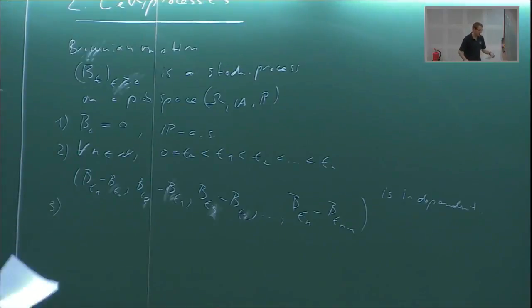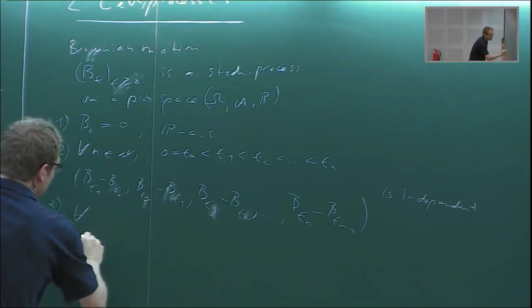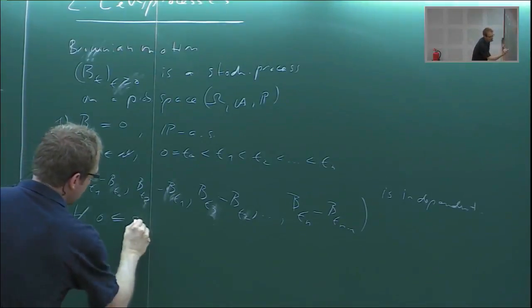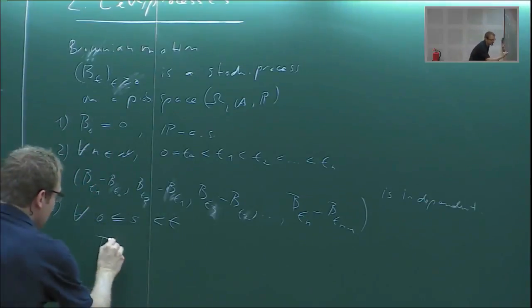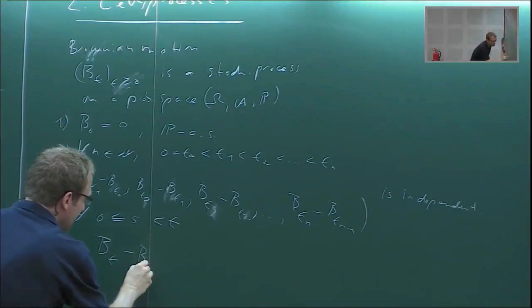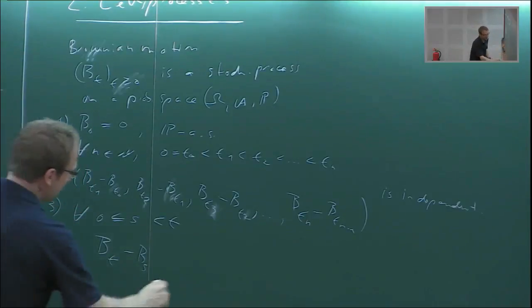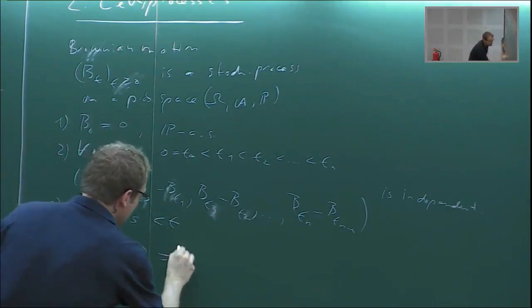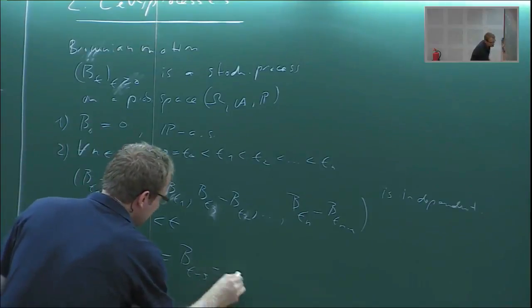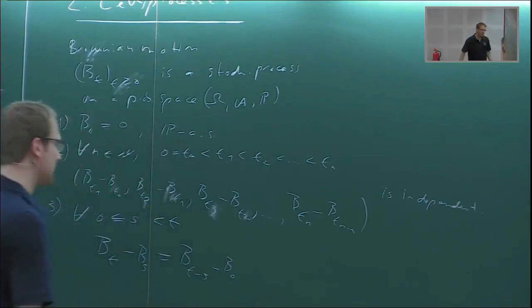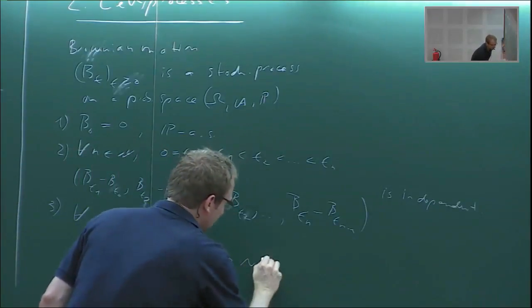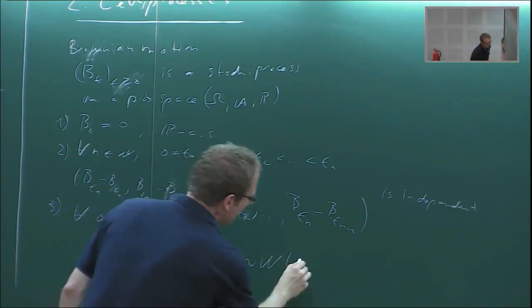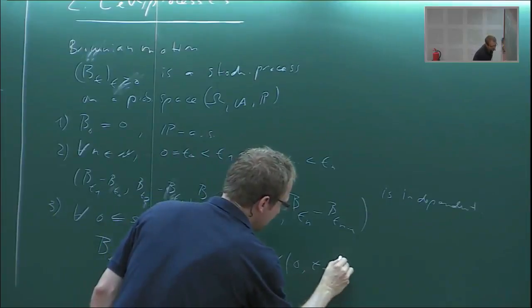The stationarity tells us that for all 0 less or equal s less than t, the distribution of B_t minus B_s, which is once again a random variable, has the same distribution as B_{t-s}. I write down minus B_0 for clarity, but this is just 0. It is distributed like a normal distribution, 0 and t minus s.